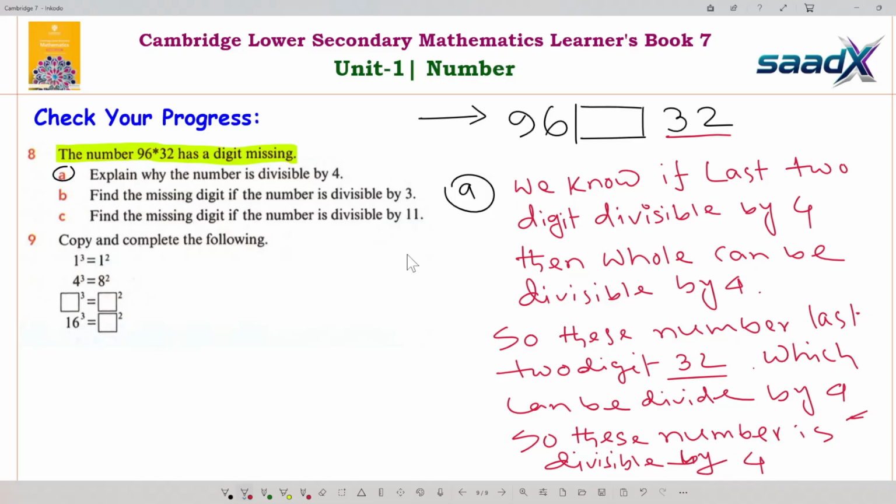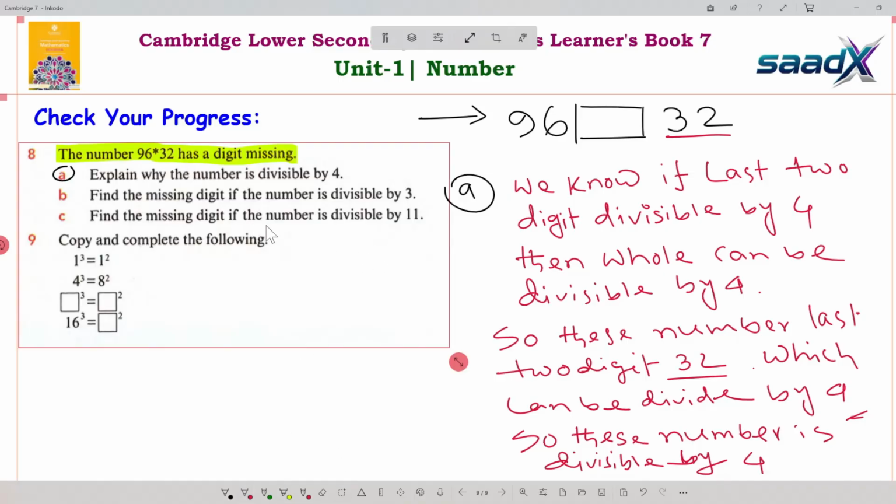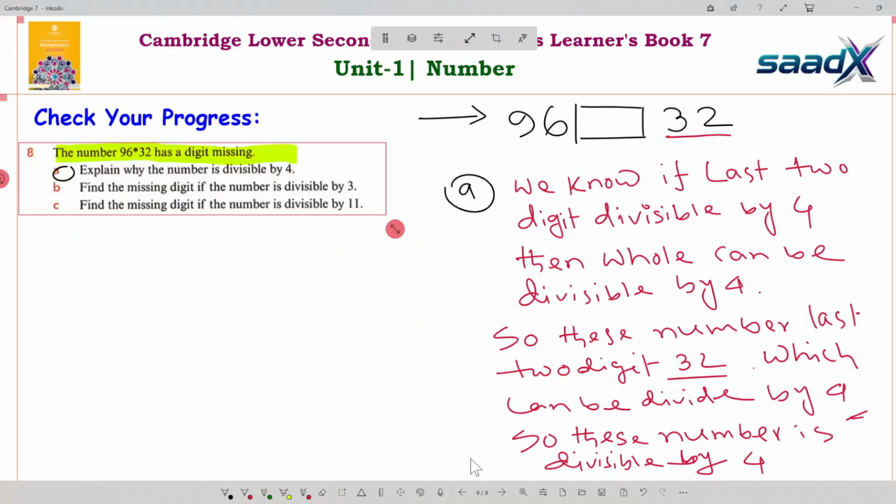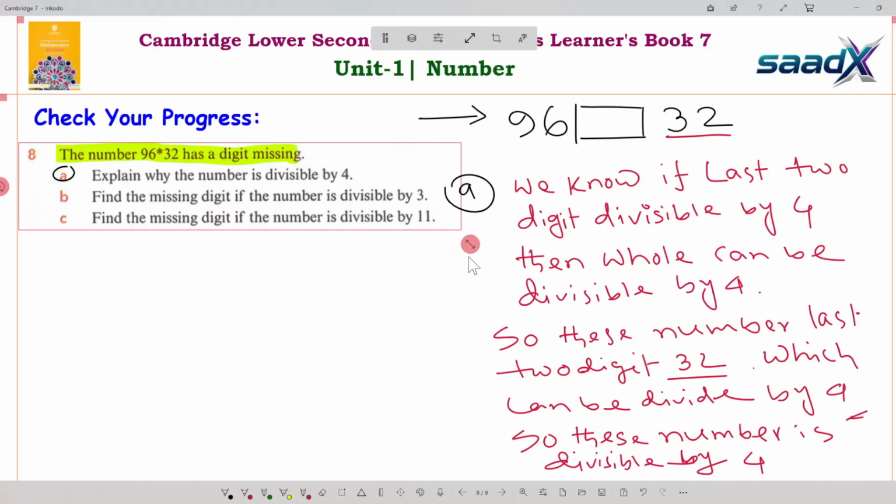Now find the missing digit if the number is divisible by 3. So we have to find the missing number. So we can reduce this one. Okay, so now we will find the missing number.